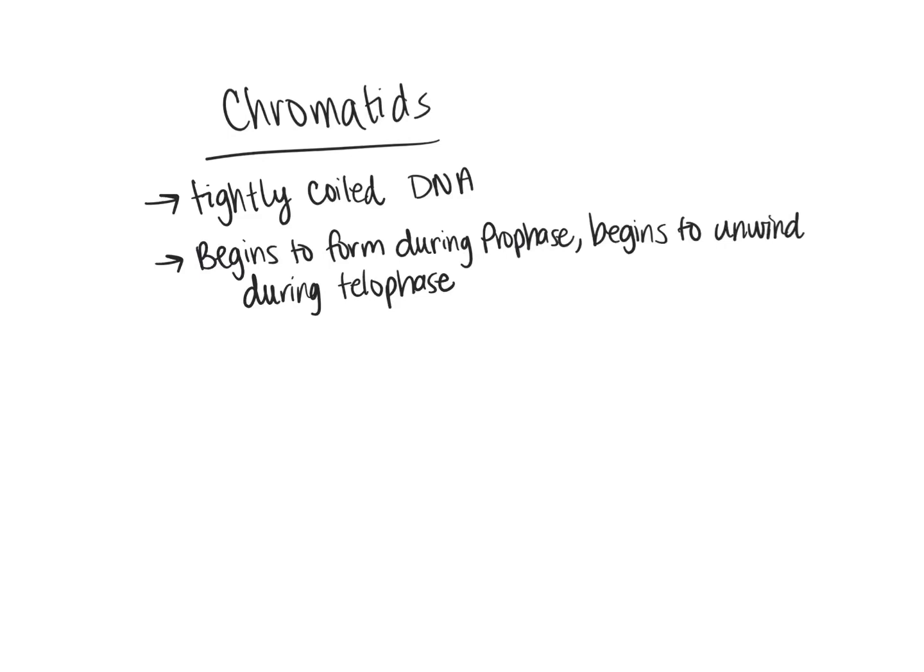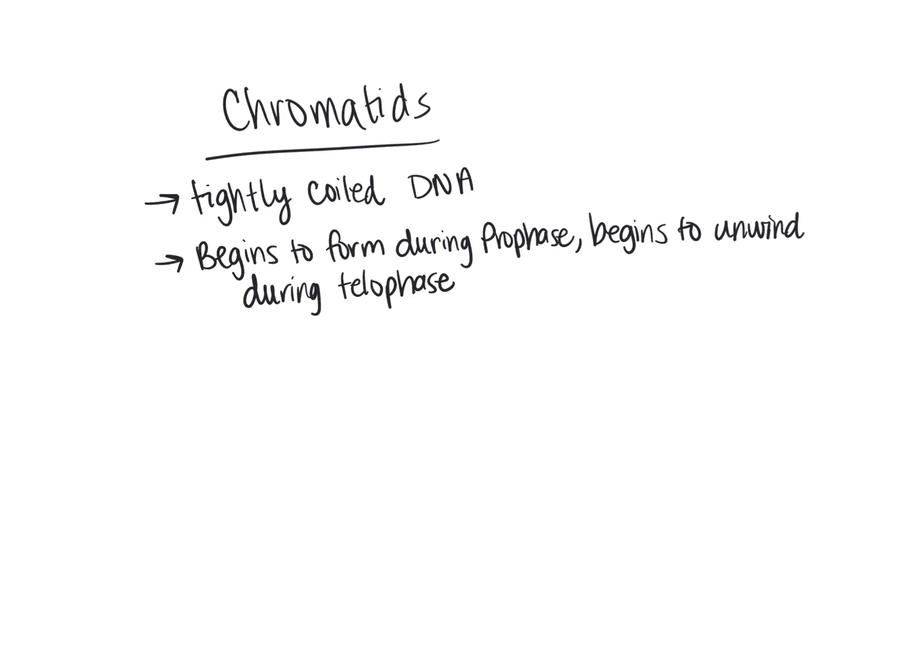Hi everyone, in this video I'm going to be talking about chromatids, the second structural naming that we have for DNA. So chromatids are tightly coiled DNA strands. And when we're talking about these chromatids, we are referring to the eukaryotic cells. So this is linear DNA that gets all wound up. And these chromatids begin to form during prophase. And then they begin to unwind during telophase. And as they unwind, they go back into the chromatin form.